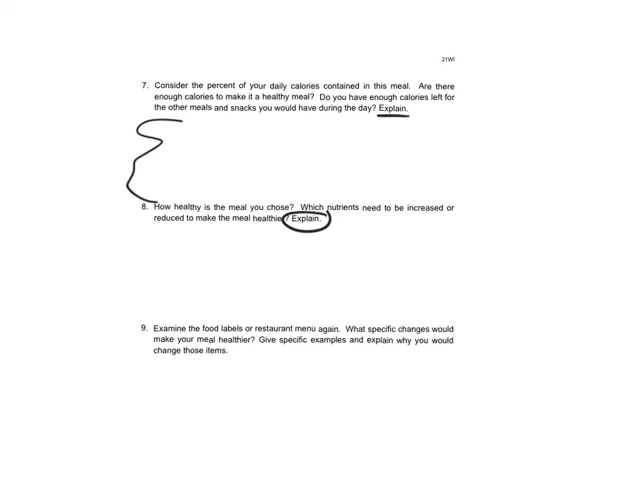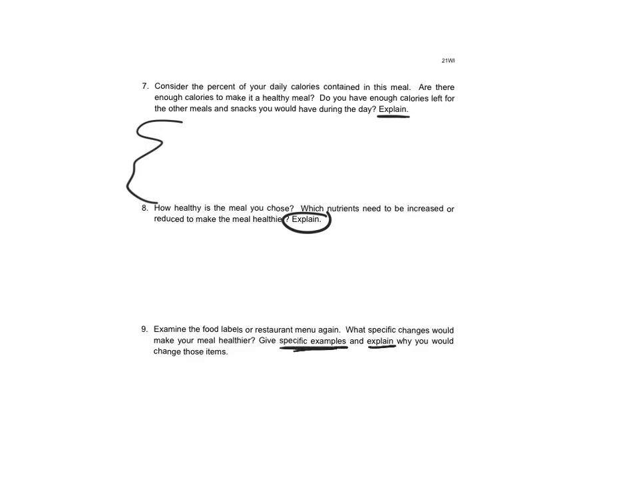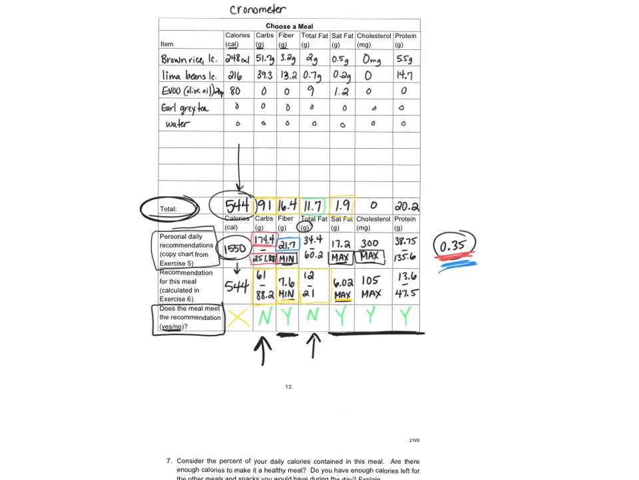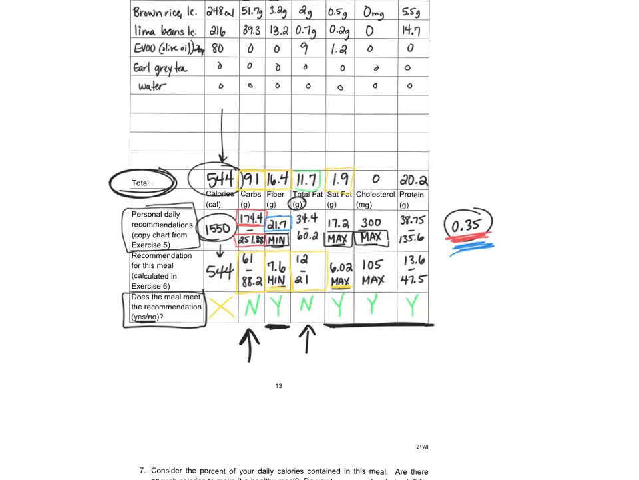Then examine the food labels or restaurant menu again. So if you did choose a restaurant menu, then you would use that information, or if you're talking about labels, maybe you could look at some different options for different foods, and ask what specific changes you would make to make your meal healthier or change it in the way you needed to. So healthier meaning getting closer to meeting those recommendations, and then give specific examples and explain why you would change those items. So for my example, I would say my carbohydrates were a little bit over, so I would want to decrease those. Again, it was a pretty big meal, so this is all part of my explanation.